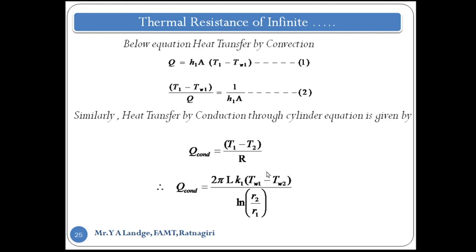So we write this equation with 2 pi L K1, where K1 is the conductivity of the first material. Similarly, when writing for the second material, I write Q conduction 2 as 2 pi L, which is constant, and instead of K1 I write K2. Instead of Tw1 I write Tw2, and instead of Tw2 I write Tw3, because we consider the temperature at those particular surfaces. Obviously the radii also change, so R2 becomes R3, and R1 becomes R2.